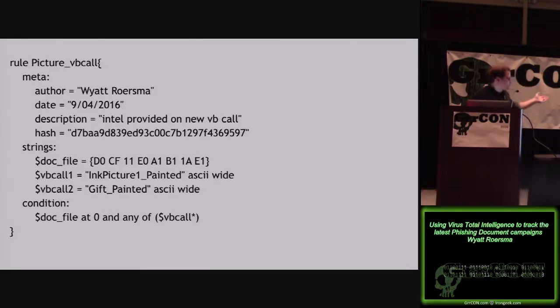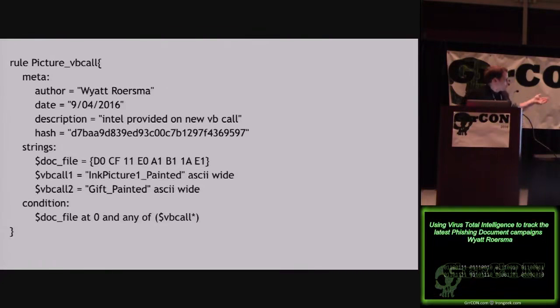those VB macro calls I was talking about from documents, if anyone's familiar, how many have seen the ink picture one underscore painted VBA macro call on Word docs lately? And can I get anything? No one? All right. Anyways, so basically, there's some execution methods they were using.